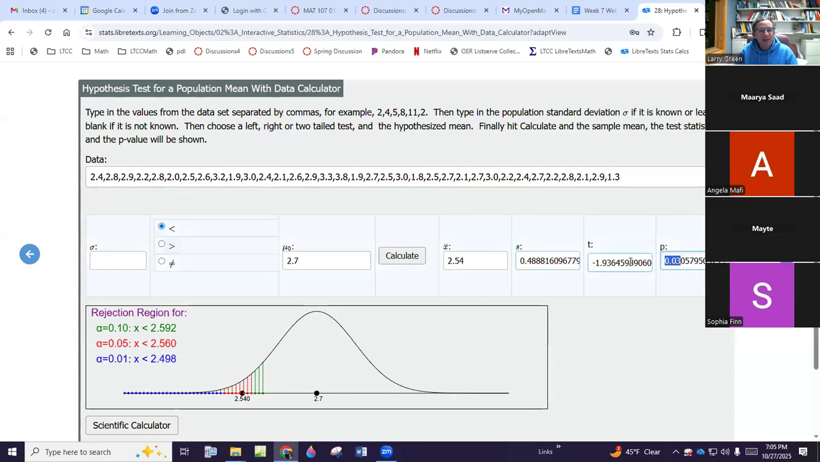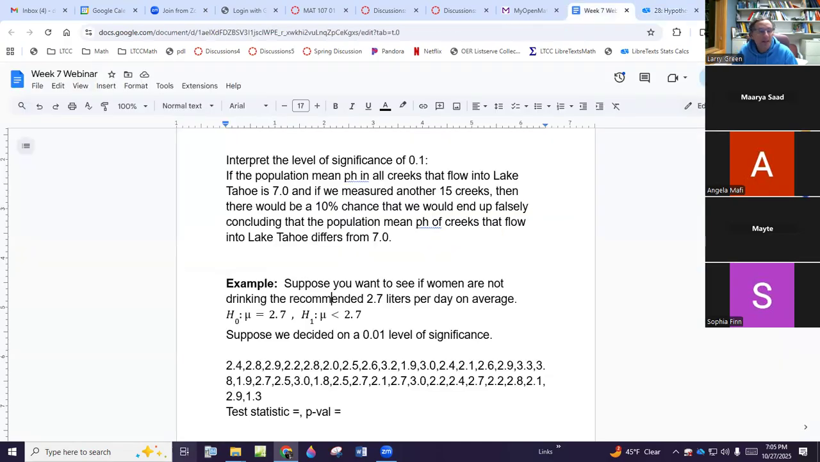So let's write down negative 1.936 or so for the test statistic. P-value of 0.03.